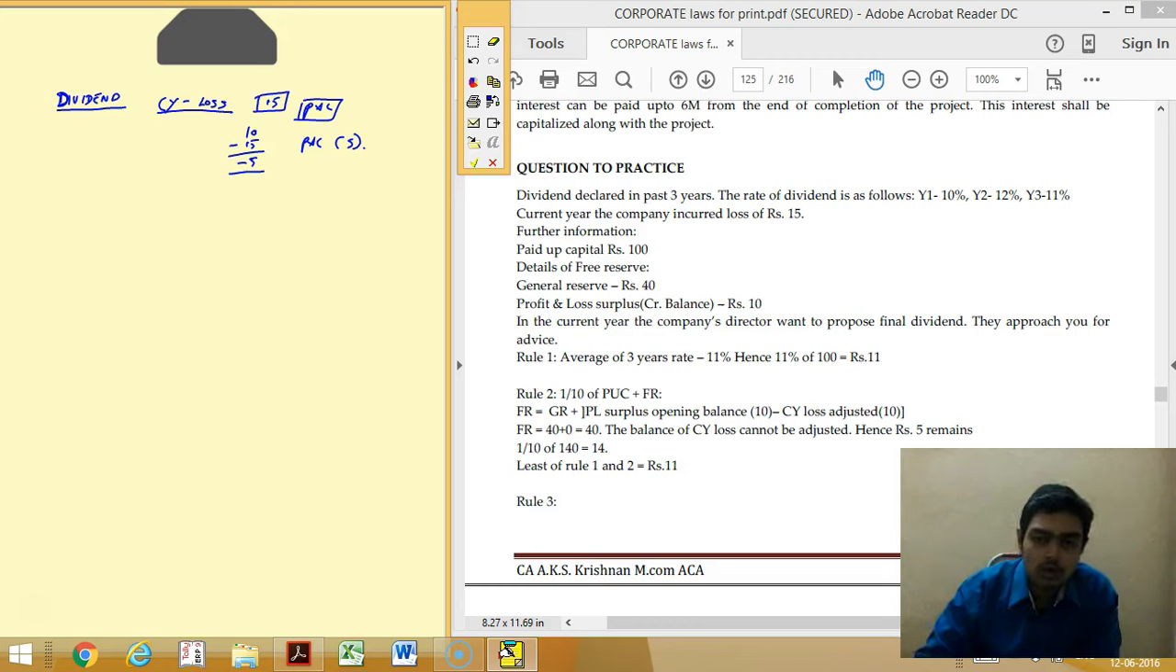So since there is no current year's profit or P&L surplus, we have to go for declaration and payment of dividend through reserve rules. So reserve, first rule, rate rule. What is the rate? The rate is average of 3 years, that is 12 plus 10 plus 11. So it is 11%. Then second rule is withdrawal rule.